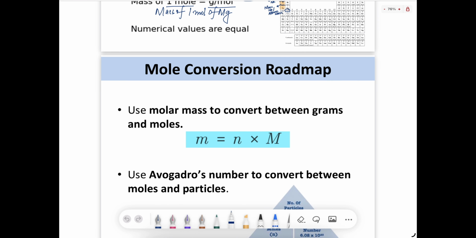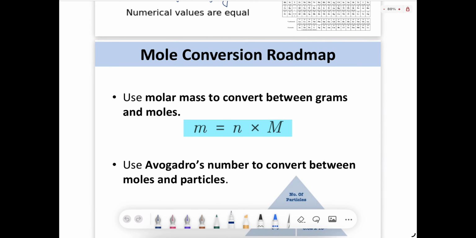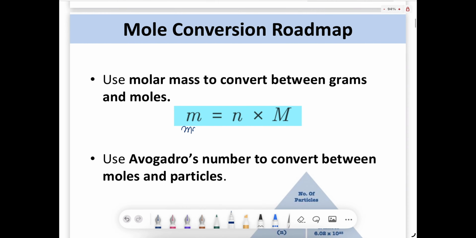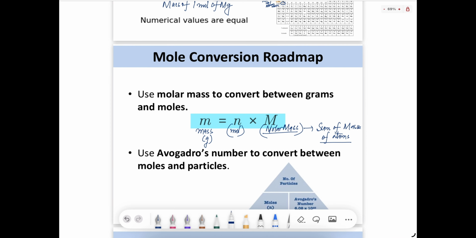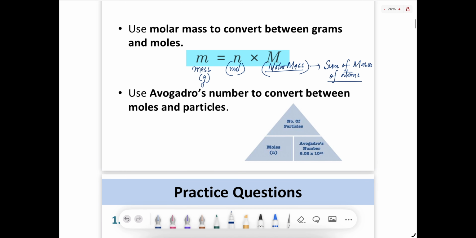Then you can convert moles to mass, mass to moles. So interconversions are very easy. For that you need to use a formula where M stands for mass. So mass is always measured in grams. N is moles, which is given as mol, and this is molar mass. So I hope you all remember molar mass is the sum of masses of all atoms in a compound. We'll do the calculation so it will be more clear.